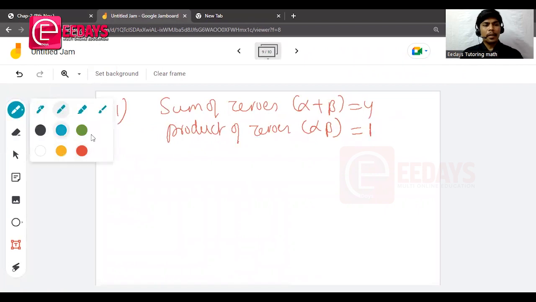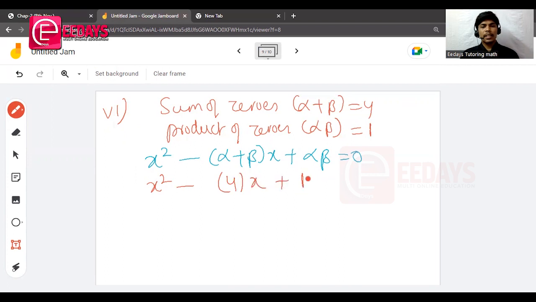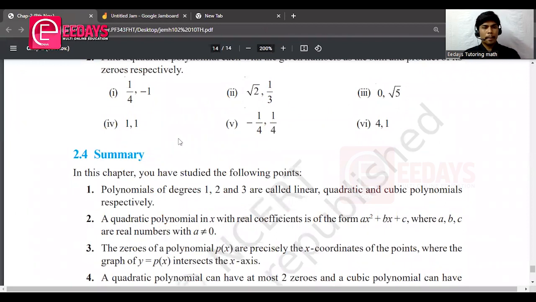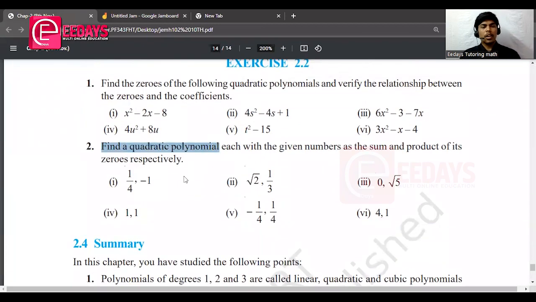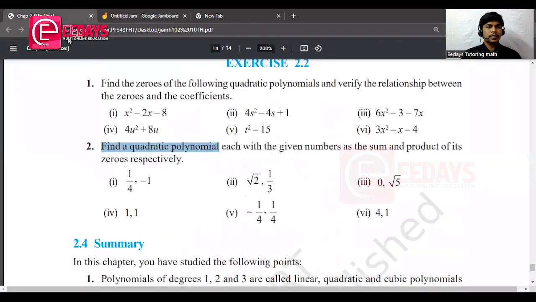Let's write x square minus alpha plus beta into x plus alpha beta is equal to 0. Let's substitute. Alpha plus beta is given as 4, so 4 into x. Alpha beta is 1. So x square minus 4 into x, that is minus 4x, plus 1 is equal to 0. That is our required quadratic polynomial equation that they are asking for. So you write x square minus 4x plus 1 is equal to 0 as our required polynomial.